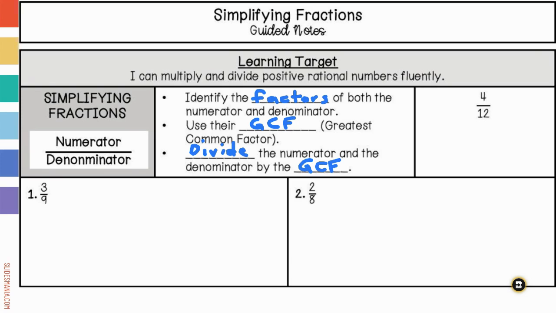So we're going to do 4 over 12. So we want to identify the factors of 4 and the factors of 12. So 4, it would be 1, 2, and 4. And then for 12, it'd be 1, 2, 3, 4, 6, and 12.